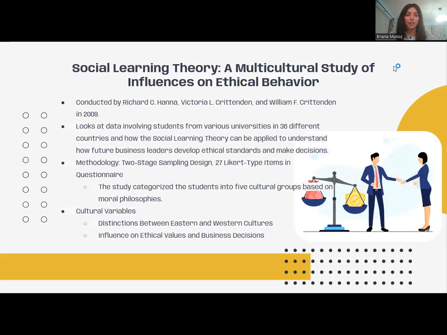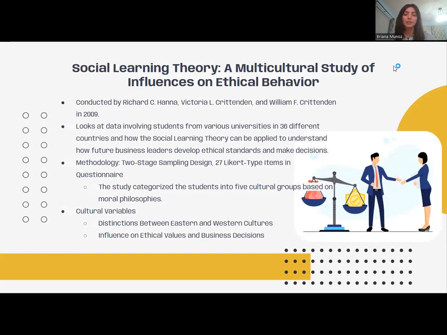So now we'll dive into a case study conducted by Richard C. Hanna, Victoria L. Crittenden, and William F. Crittenden in 2009, which looked at how the social learning theory can apply to ethics in business. The study looked at students from various universities in 36 different countries and observed how the social learning theory could be applied to understand how future business leaders develop ethical standards and make decisions.